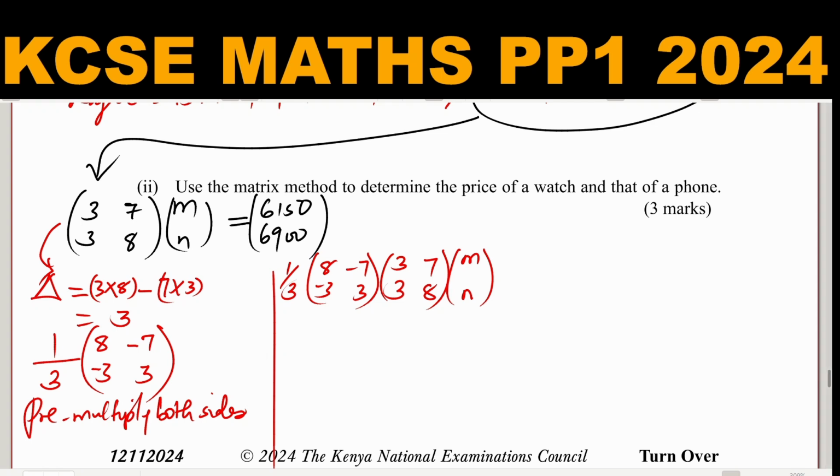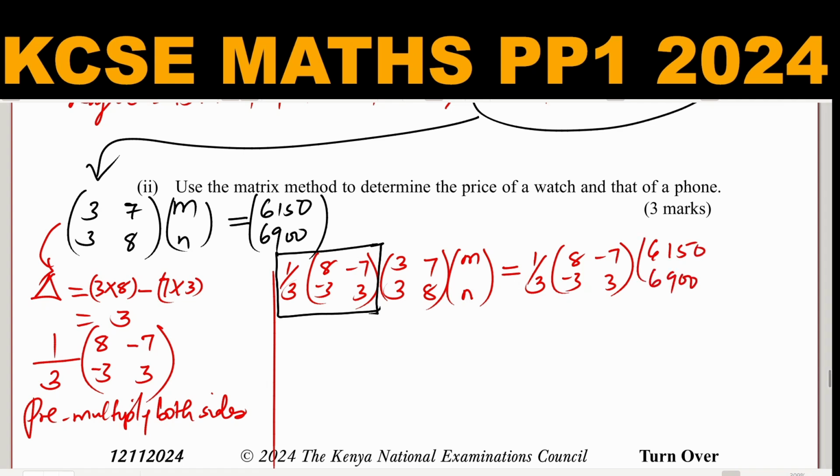So that is the left hand side. You can see this is the inverse. You are pre-multiplying both sides with that, is equal to the right hand side. We do the same. 8, negative 3, negative 7, 3 of 6150, 6900, like that. So on this side again we have that is the inverse. So that is what we mean by pre-multiplying both sides of the equation by the inverse.